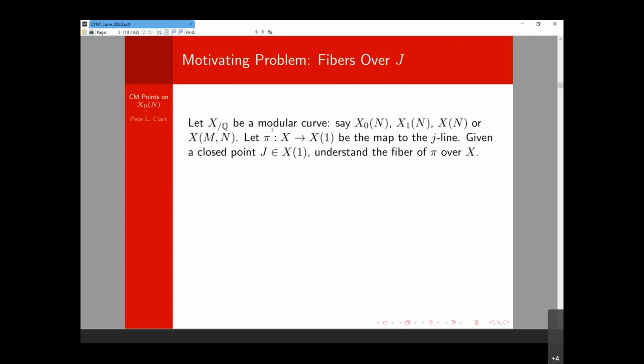And so by taking your elliptic curve together with level N structure and forgetting about the level N structure, but retaining the elliptic curve, you get a map, a finite degree map down to the moduli space of all elliptic curves, which is just the projective line. And so if I give you a closed point on the j-line, which is basically the same as you would give me such a point by giving me an irreducible polynomial over the rational numbers, I would like to understand the fiber of this map over that particular j-invariant.